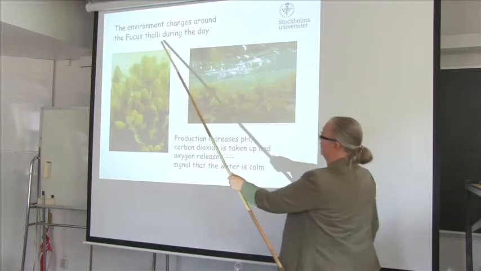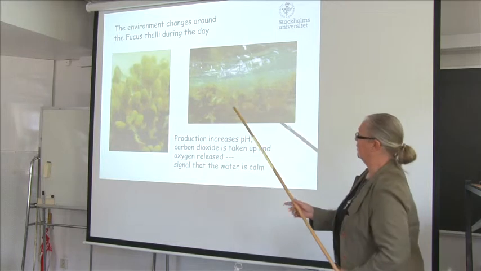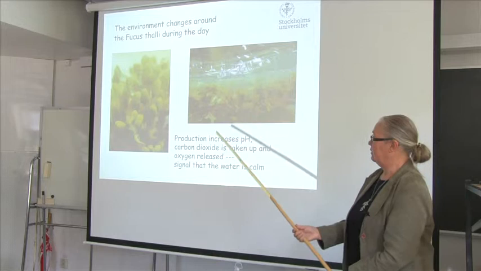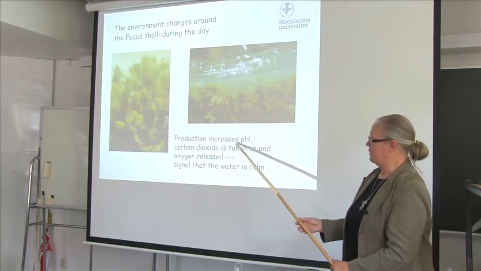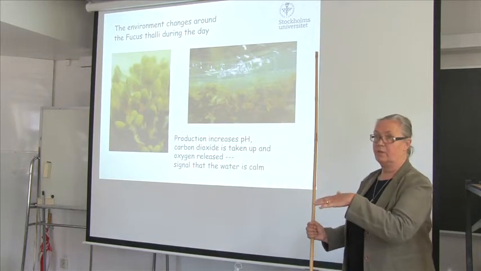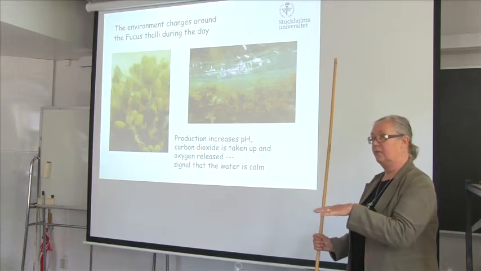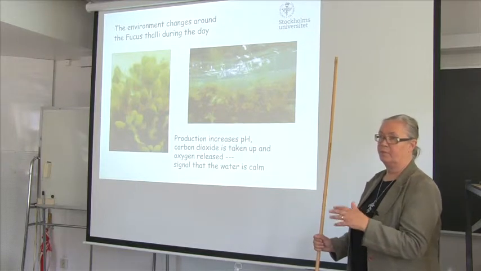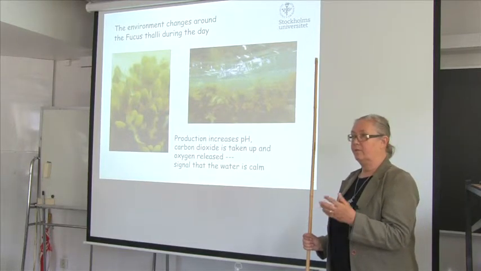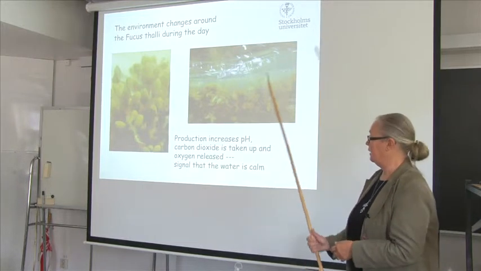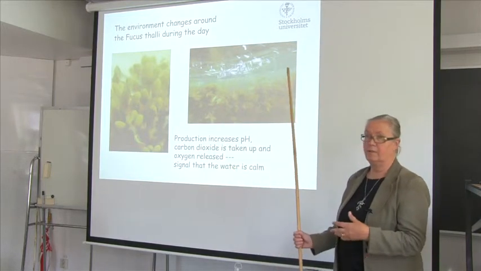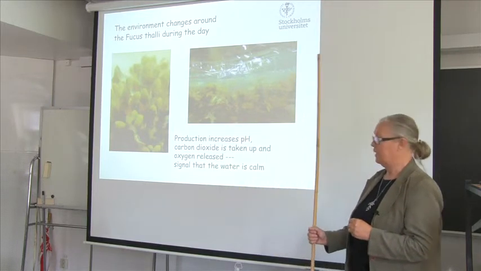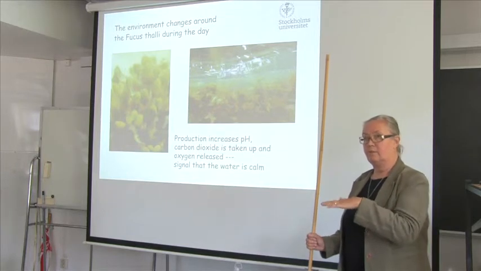Around the fucus thallus there are large changes when it's still and calm. The production increases pH, so if we go out and measure pH inside the fucus belt during daytime, in the evening after a sunny and calm day, it will be up to 10.5, close to 11. It takes up all the carbon dioxide, so there's no carbon dioxide, and oxygen is released. And all these are signals that the water is calm.